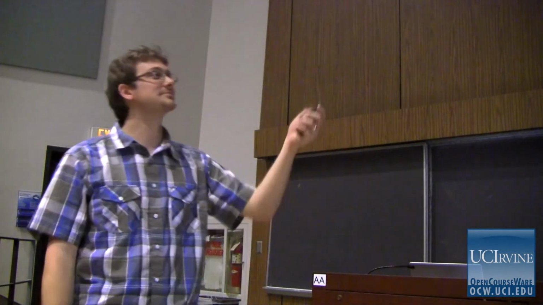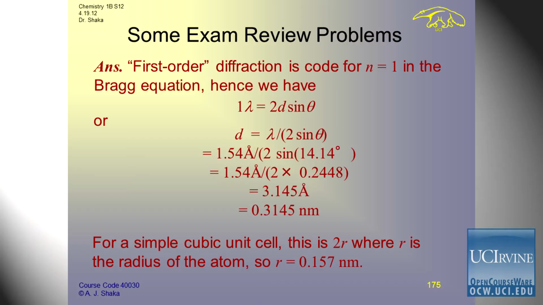Okay, let's talk about this. So we have a first order diffraction, and that's code for n equals 1 in the Bragg equation. Hence we have 1 times the wavelength, which we already have because they gave us that, equals 2 times d sine theta. They gave us theta. What we're solving for is d.